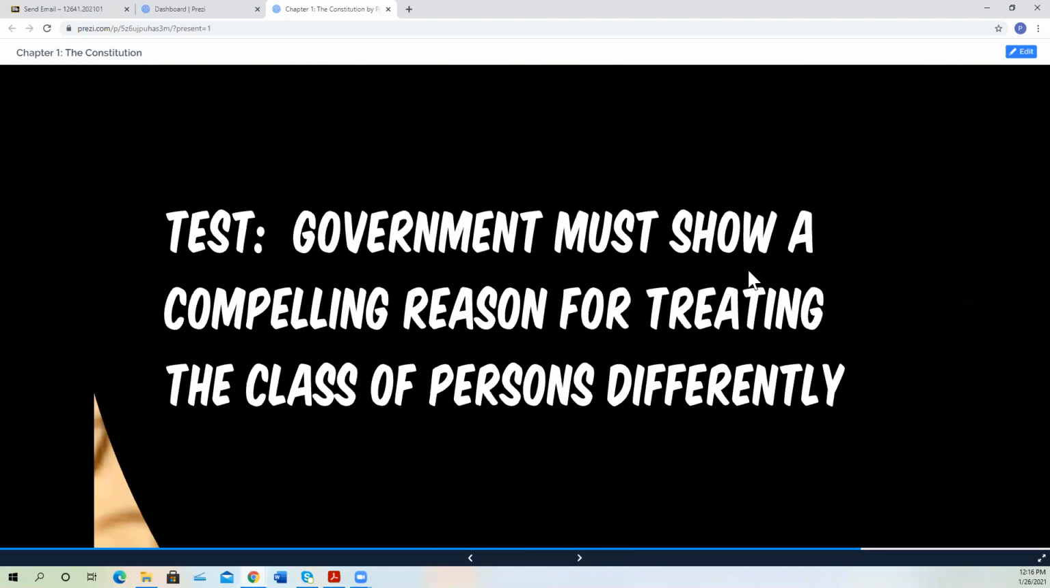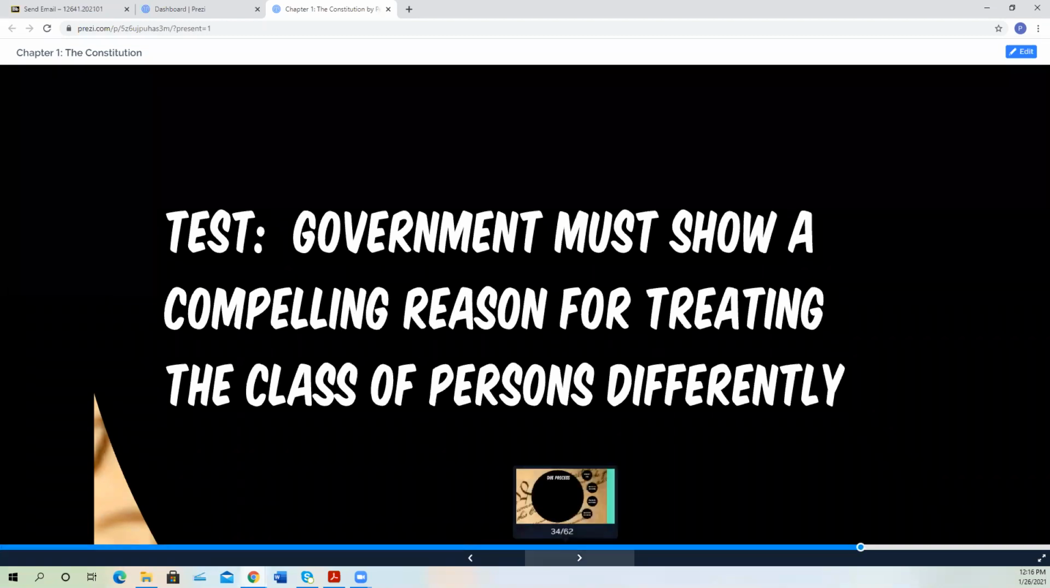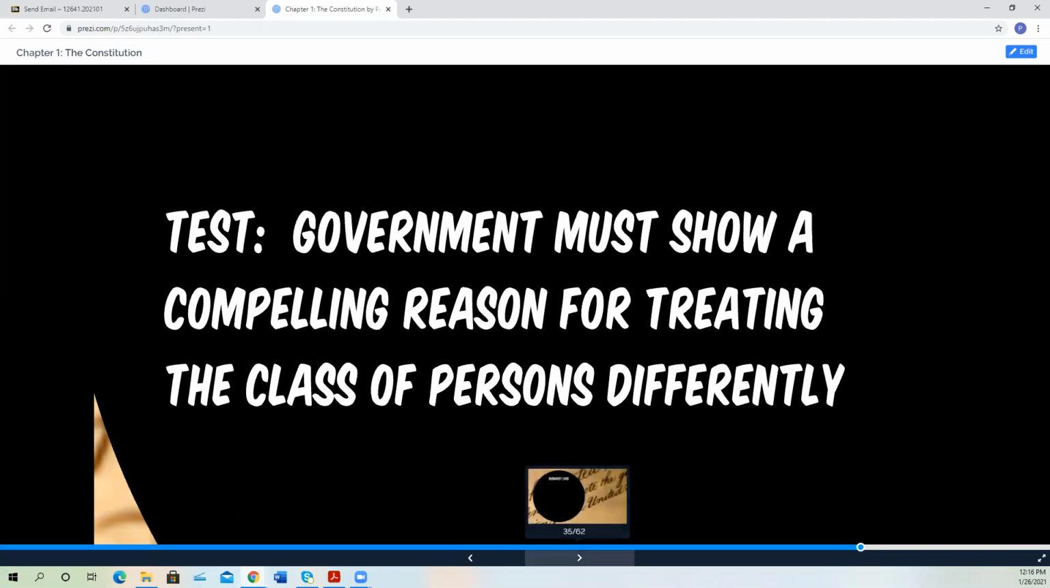So the government must show a compelling reason. So that is higher than an exceedingly persuasive justification, the intermediate test. This is a compelling reason for treating the class of persons differently. So compelling reason means it's a very high standard for the government to show, meaning they better have a very, very good reason for doing that.